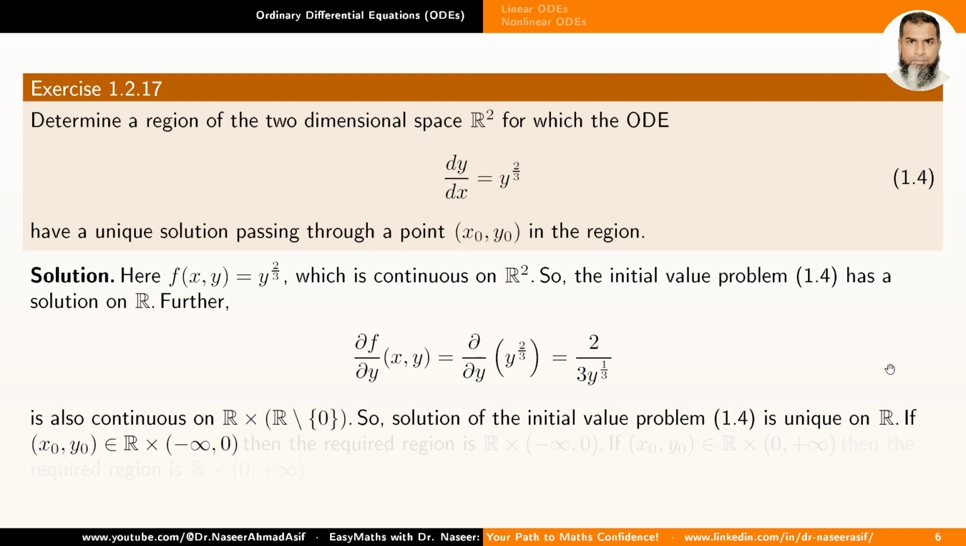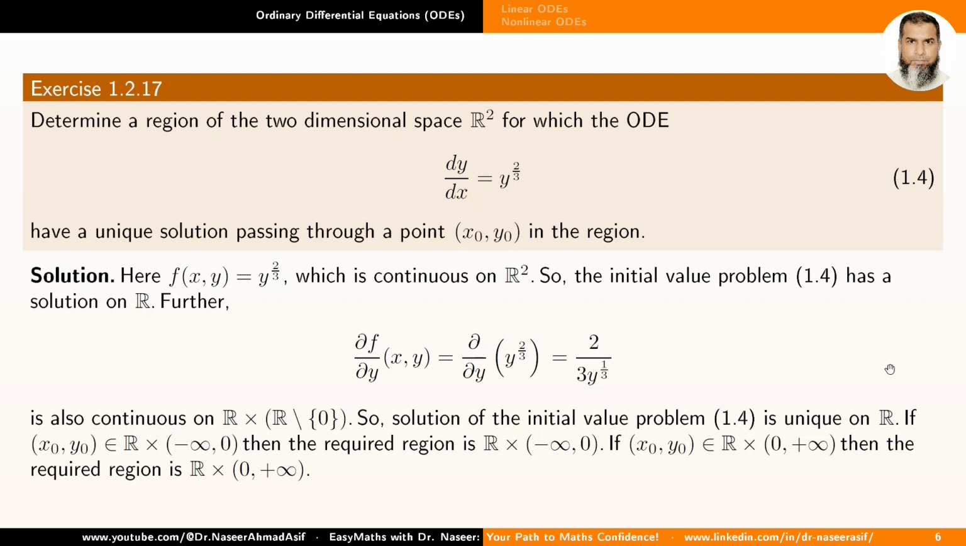If (x0, y0) belongs to R cross the open interval (-∞, 0), then the required region is R cross the open interval (-∞, 0). If (x0, y0) belongs to R cross the open interval (0, ∞), then the required region is R cross the open interval (0, ∞).